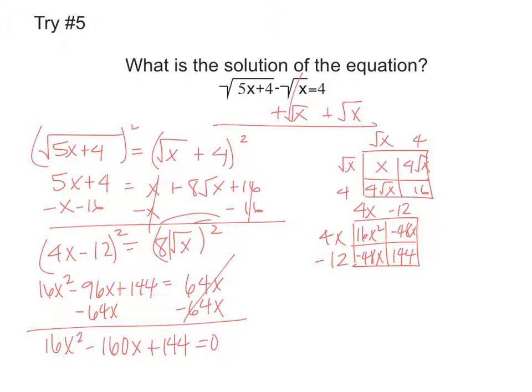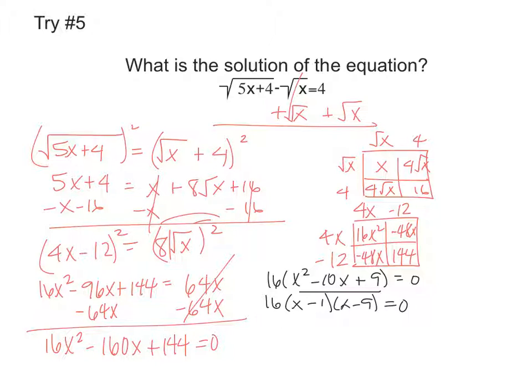If I take out a 16, I'm left with x squared minus 10x plus 9 equal to 0. Okay, and then when I factor using AC for just this part, AC is 9, so that'd be 1 and 9 are going to work. So this is 16 times x minus 1 and x minus 9 equal to 0.